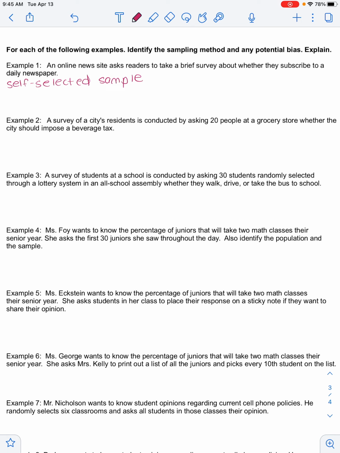Now, could there be any potential bias? For this example, there could be some bias because you are asking visitors of a news site if they subscribe to a daily newspaper. So you already know that they tend to be interested in the news since they're on a news website. And so there could be some bias because they already have interest in the news.